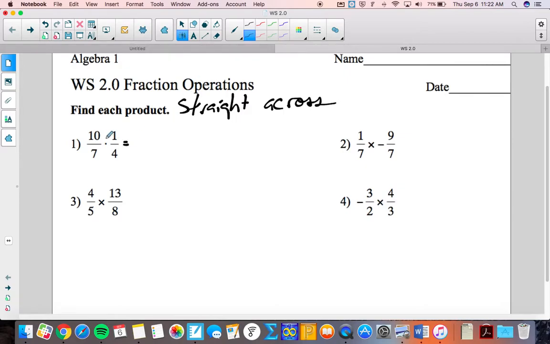So I'm going to multiply across the top. These are called the numerators. 10 times 1 is 10. And straight across the bottom, 7 times 4 is 28.